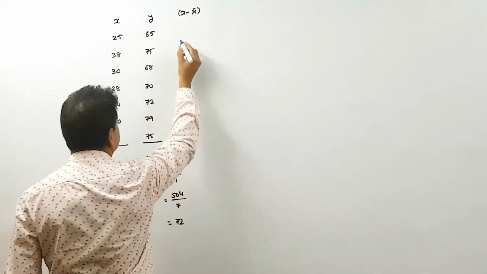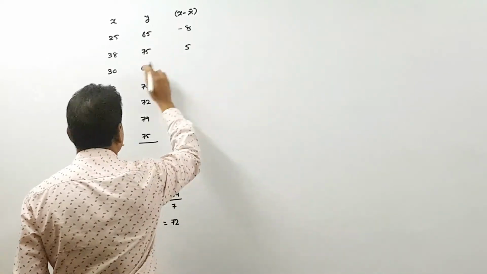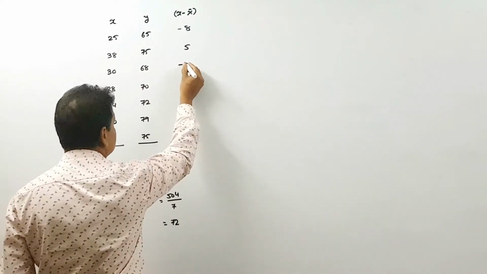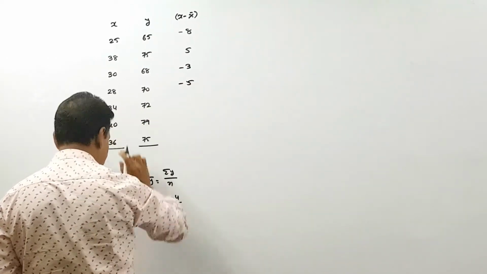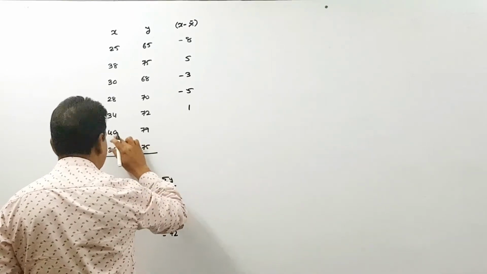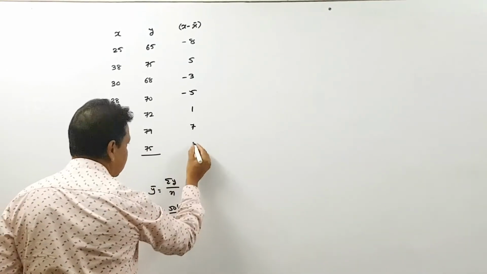25 minus 33 is minus 8. 38 minus 33 is 5. 30 minus 33 is minus 3. 28 minus 33 is minus 5. 34 minus 33 is 1. 40 minus 33 is 7. And 36 minus 33 is 3.